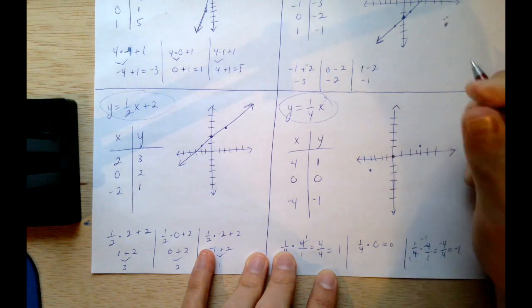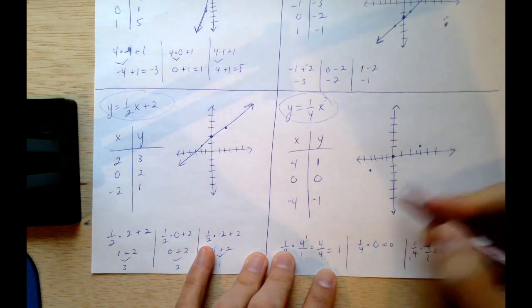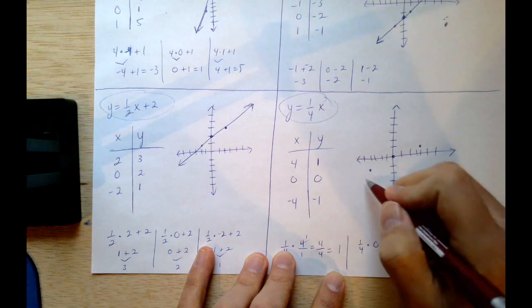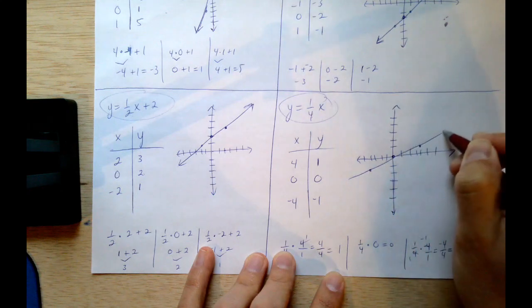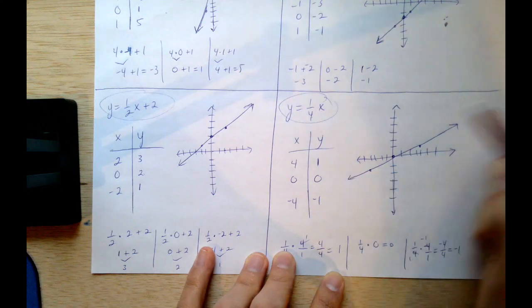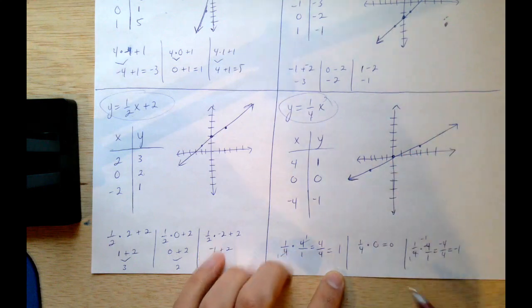So if you don't put this on graph paper, it may not be the most accurate graph, but it's going to be close. Use a ruler to connect all 3 points. Extend your lines and draw your arrows, and there's your graph.